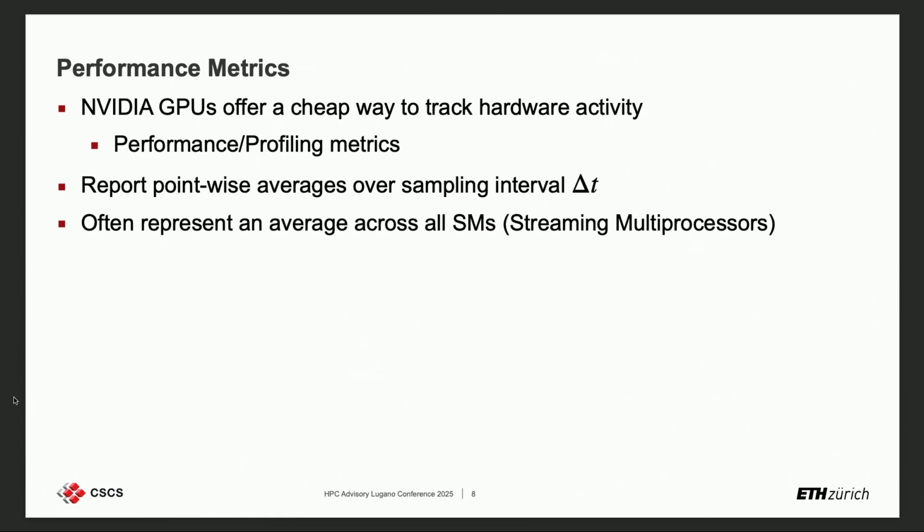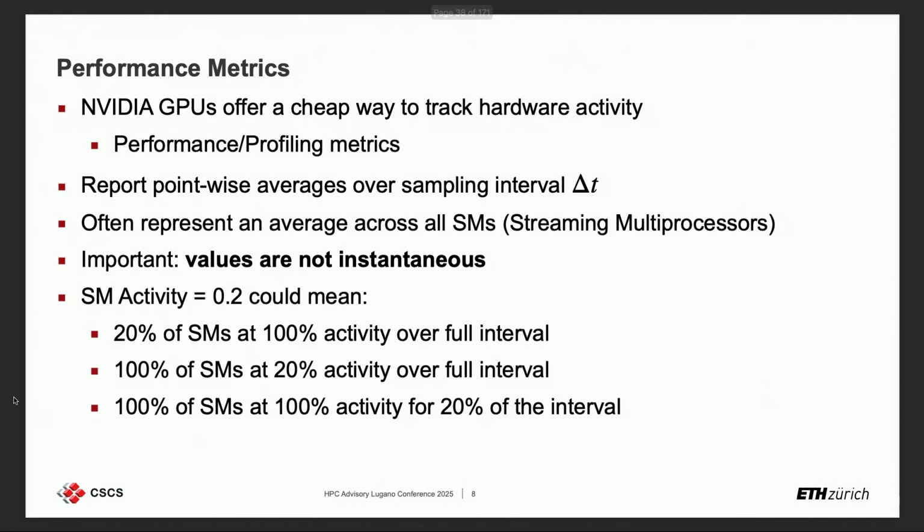And before even talking about performance, this is a very important thing. These values are not instantaneous. So for example, an SM activity of 0.2 could mean 20% of the SMs working at 100% of activity for the full interval, or 100% of the SMs at 20% activity over the interval, or 100% at 100% for 20% of the time, or a combination of these states. So this is also why it is quite tricky to understand what is going on from these metrics.